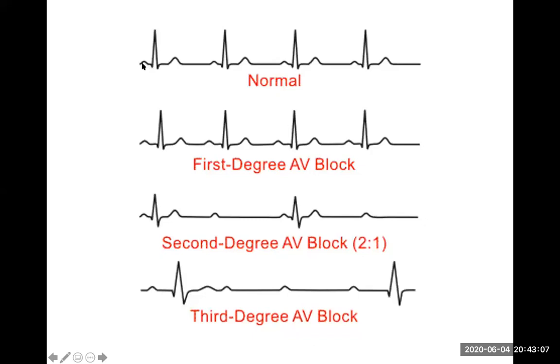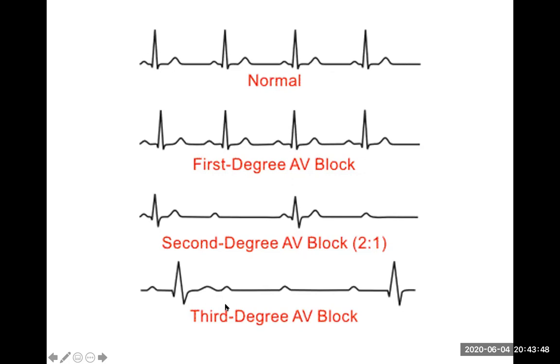This interval between the P wave and the QRS complex is called the PR interval. That interval refers to the electrical signaling being passed from the atria to the ventricles. In a first degree heart block, you'll notice that the PR interval is slightly longer than in a normal patient. That's because there's been a slight blockage in the AV node, so it's taking a little longer for that electrical signal to get to the QRS complex. We're still getting ventricular depolarization with each P wave. So we call that a first degree AV block.